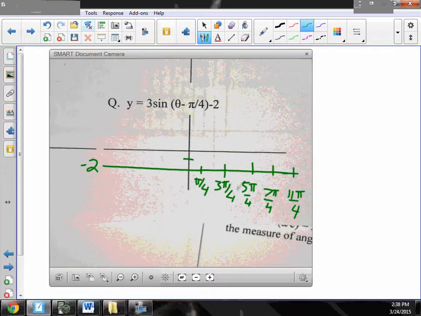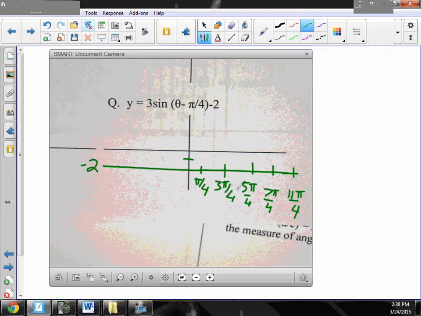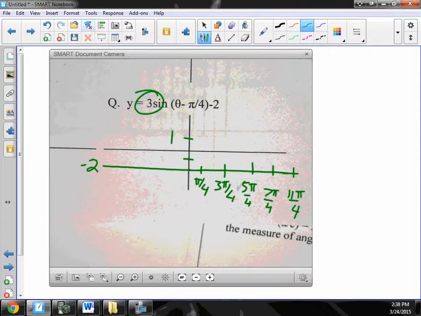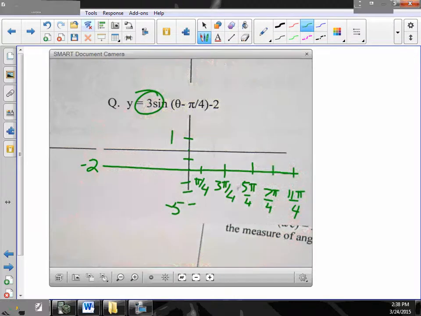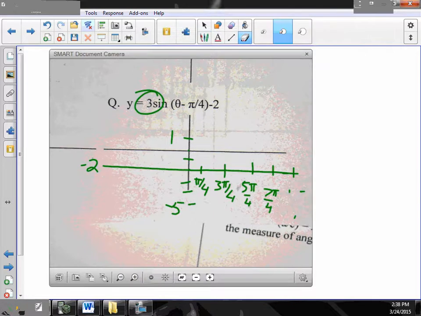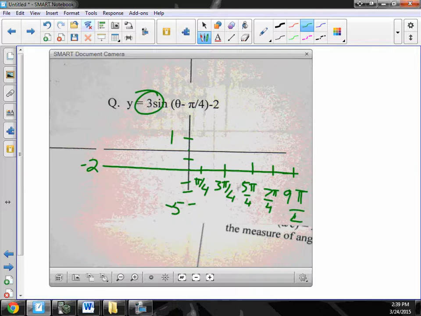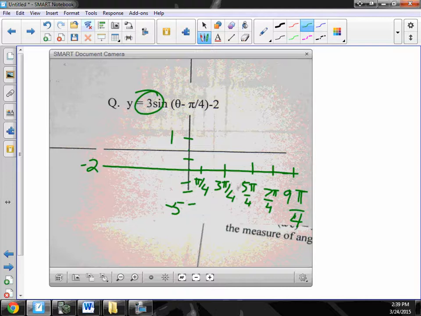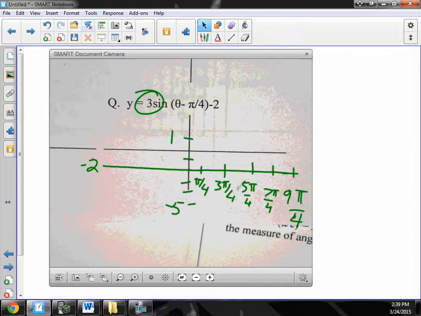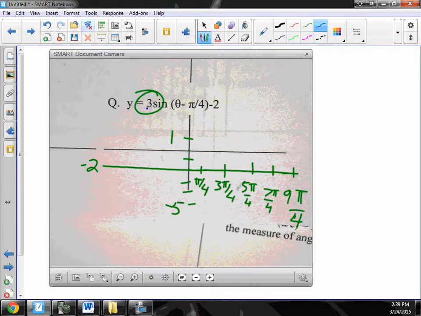Where is my maximum? It's 3 times taller, so my maximum is at 1, and my minimum is -5. Oh, yeah. 9 pi over 4 is the last one. Sorry. 1, 3, 5, 7, 9. Apparently I don't know my arithmetic series, right? Okay. So this is a sine graph, starts in the middle, top, middle, bottom, middle.